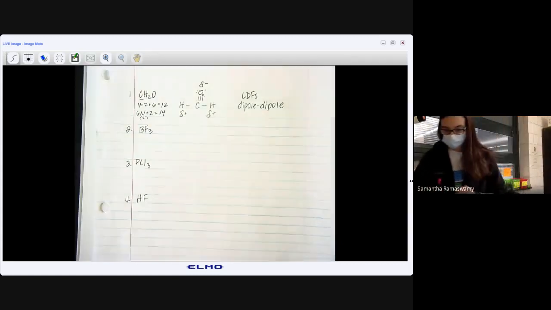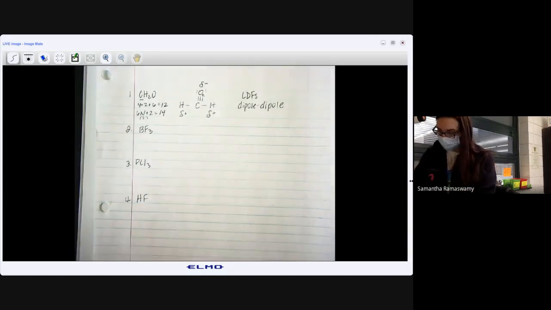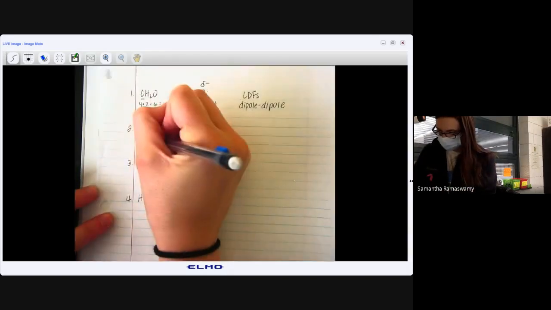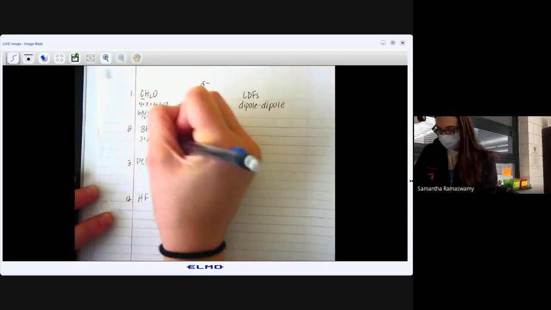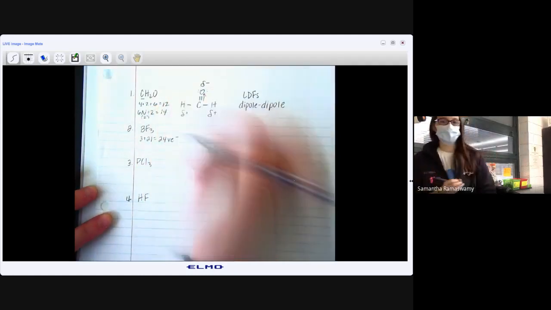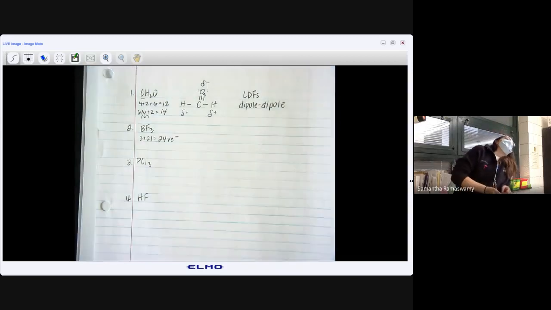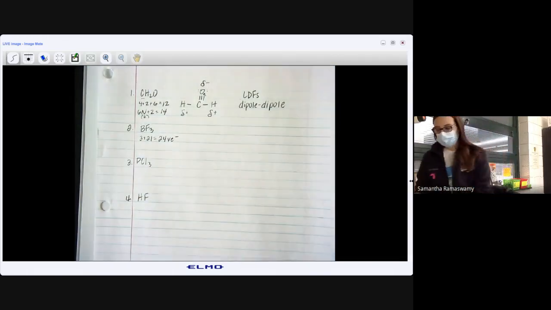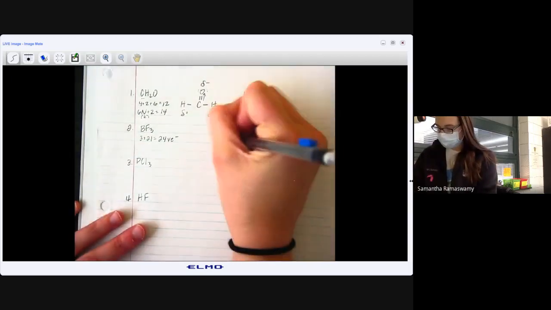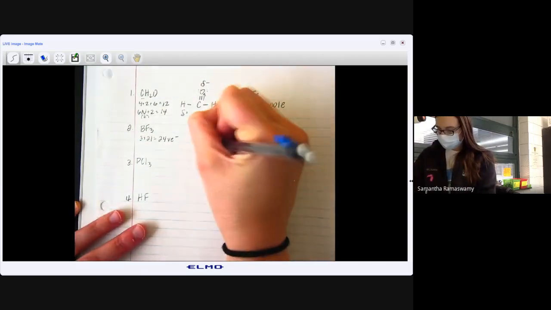BF3. 1, 2, 3 valence electrons and 21 from fluorine. So 24 valence electrons for BF3. I put this on here for a reason, just to keep in mind boron. So boron's going to be the central atom. Put 3 F's around it.